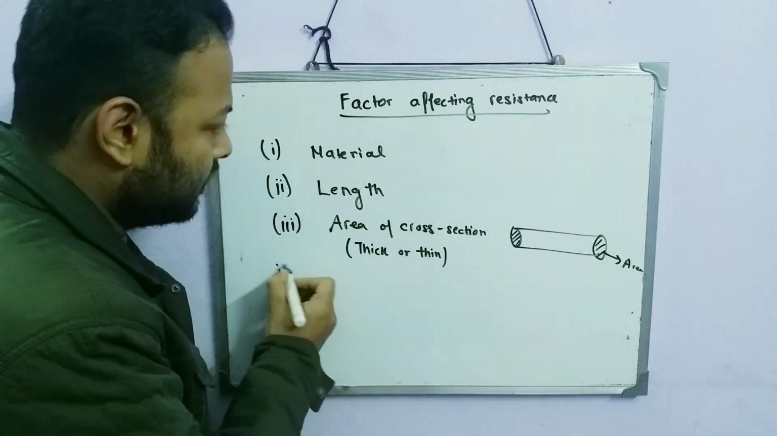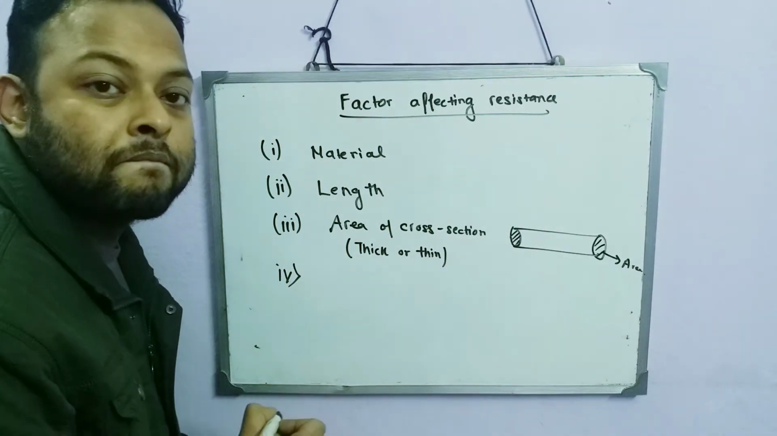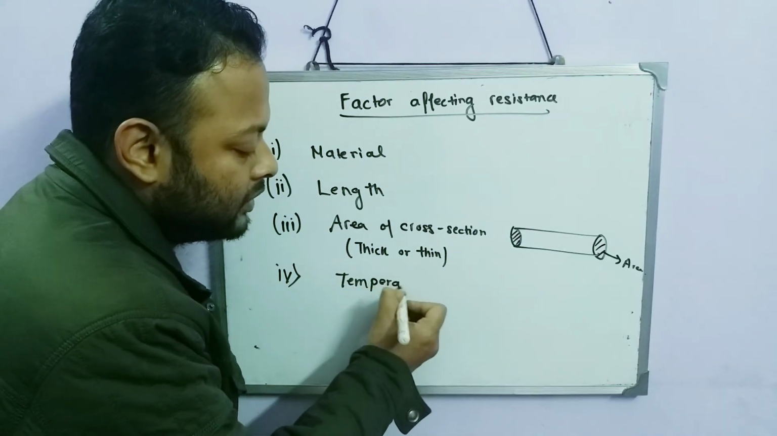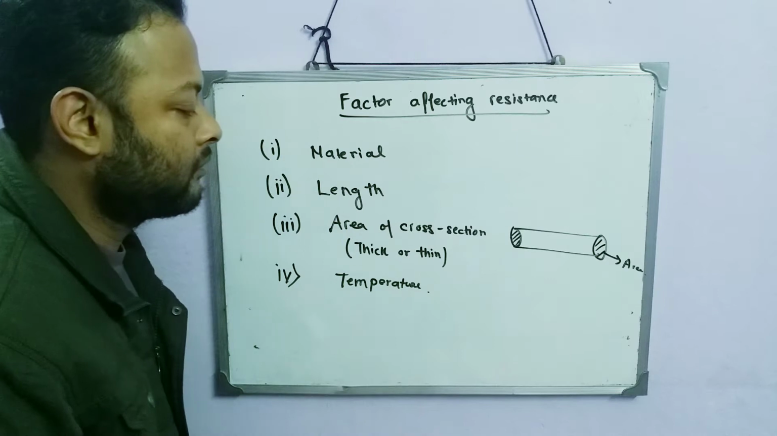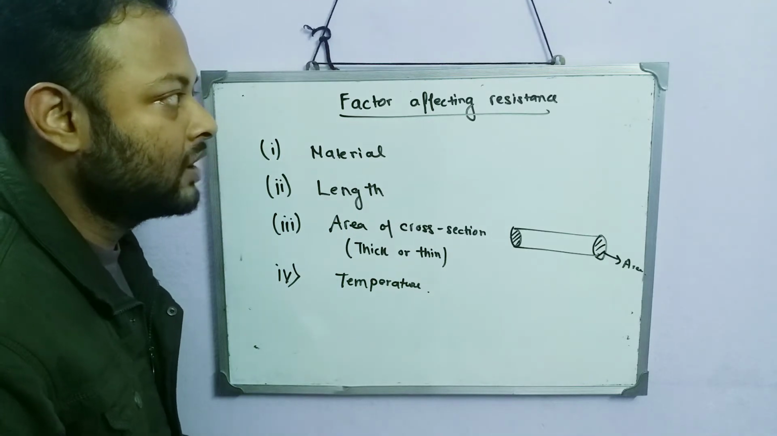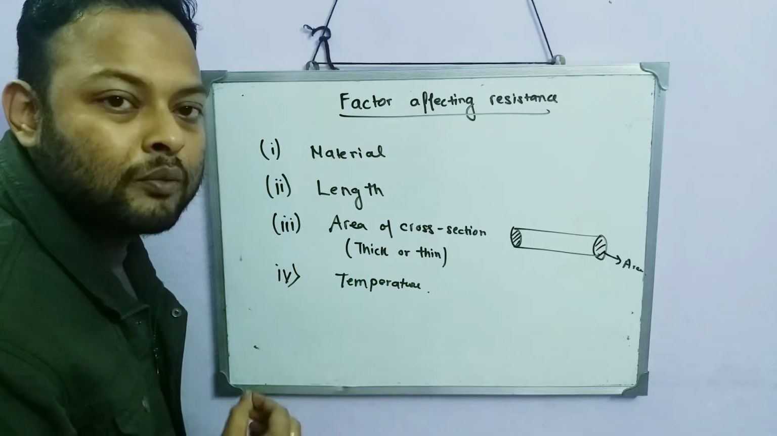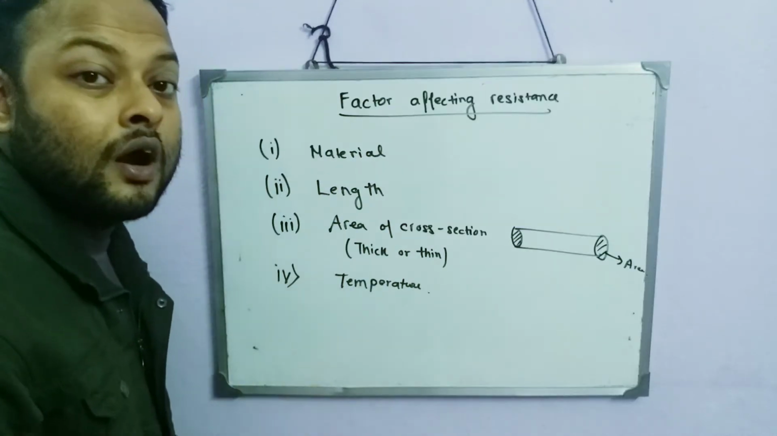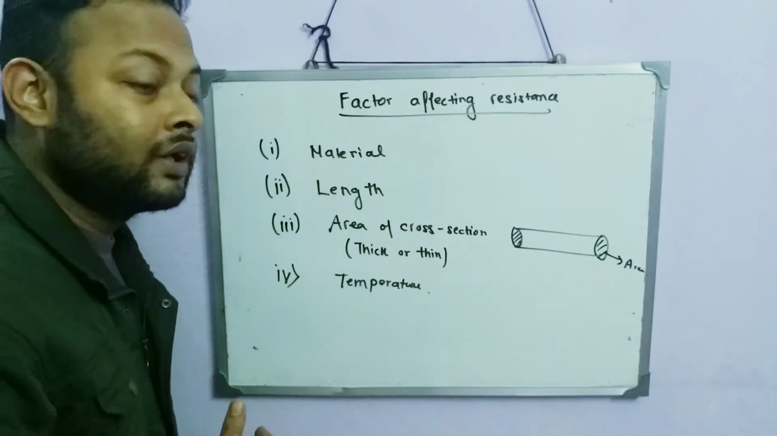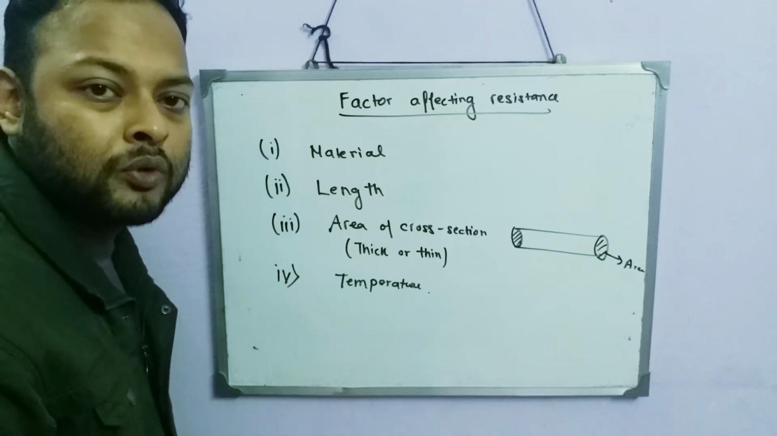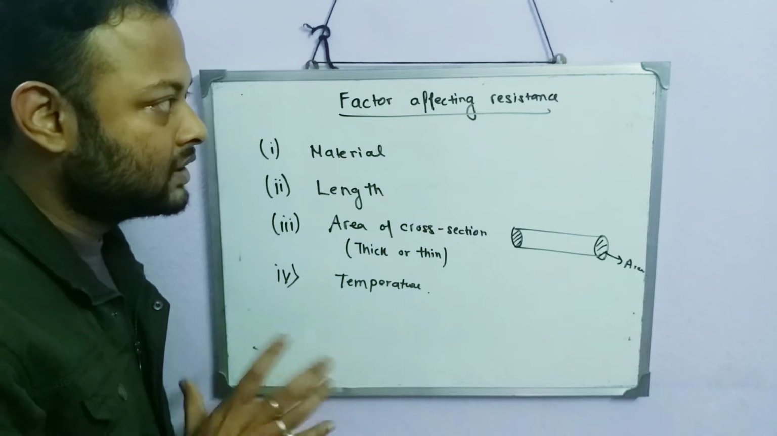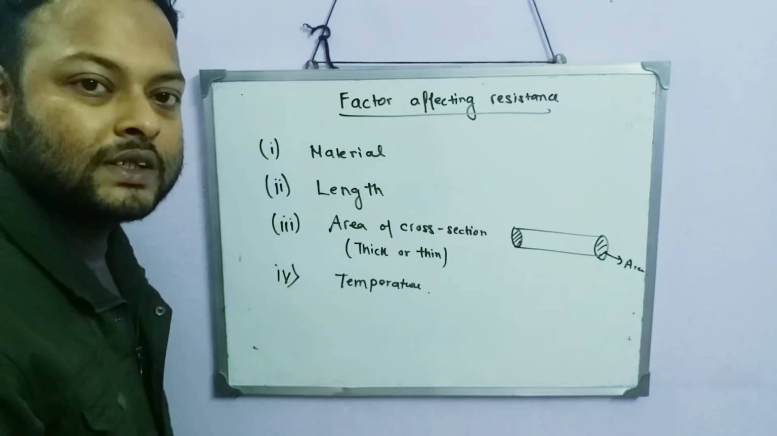And the fourth factor which affects the resistance is the temperature. So these are the 4 factors which affect resistance. Now we have to discuss these factors one by one, and we will also get some relations. Based on the relations we have some numericals. Probably we will discuss those numericals in the next video. So let's discuss these 4 factors which affect the resistance.